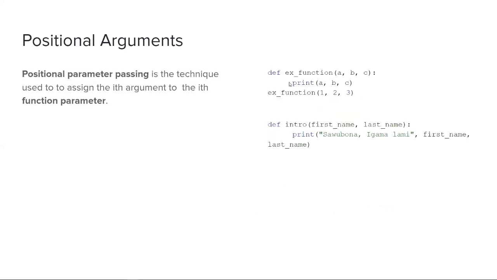So if you look at this example function, we have three positional parameters. And what we want to do is just print out these parameters, nothing too hectic. So essentially, one will go into a, two will go into b, three will go into c, and then we should see something like 1, 2, 3 once we print. And then if you look at this one, it's called intro, and it takes in the first name and the last name, and then it's a greeting, sawubona, igama lami, and then you put your first name and your last name, right? So if you're listening to this outside of South Africa, it's just saying, hello, my name is, and then your first name and your last name.